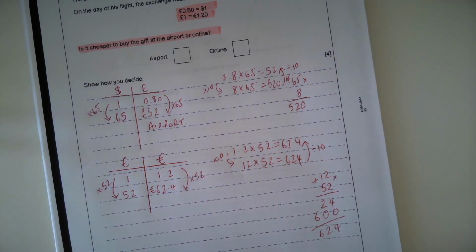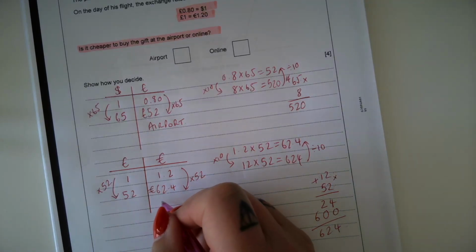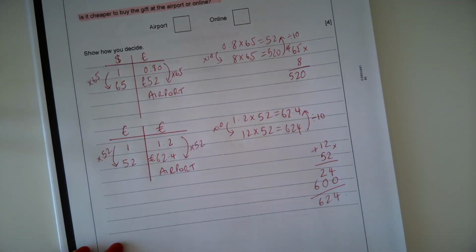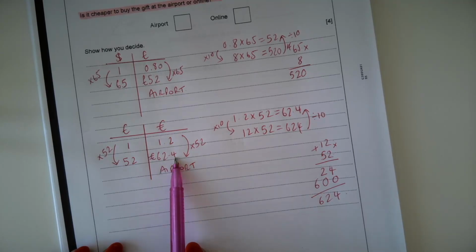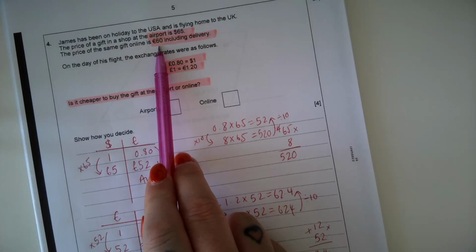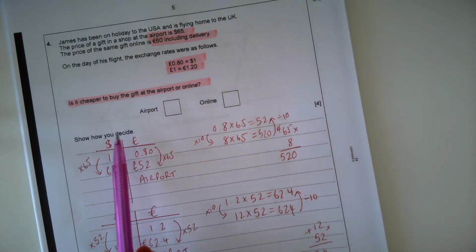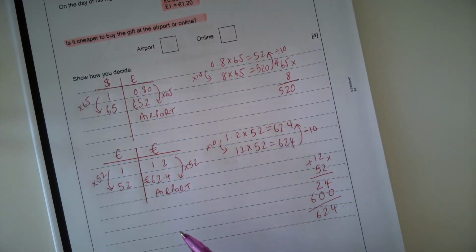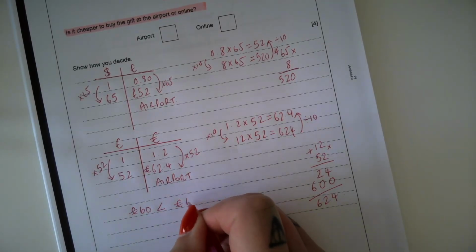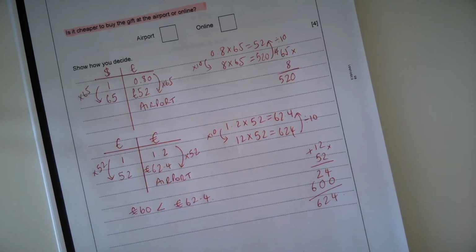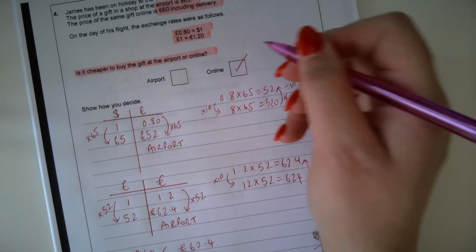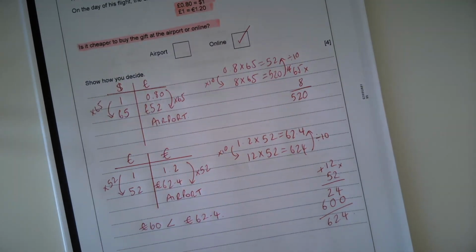Remember, this is still at the airport, guys. Okay? So, at the airport, it's 62.4 euros. Online, it's 60 euros, including delivery. We need to know which one is cheaper. Well, that 60 euros is less than 62.4 euros, isn't it? So I can say that it's cheaper online than it is at the airport.